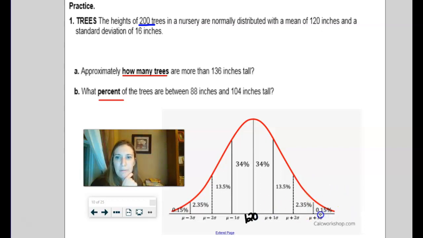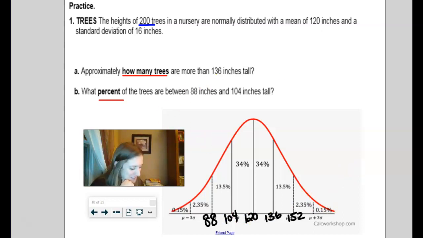So to move up the curve, I'm going to have to add 16. So that's like, what, 136 and 152, and I'm going to stop adding because it's getting hard for me. And then I'm going to subtract 16, so that would be 104. Is that 88? Maybe? I think so.